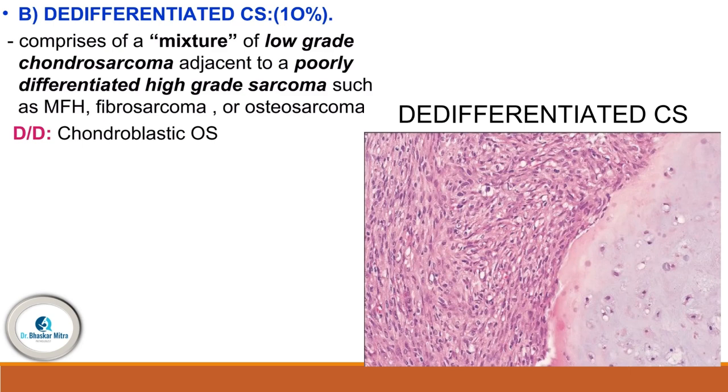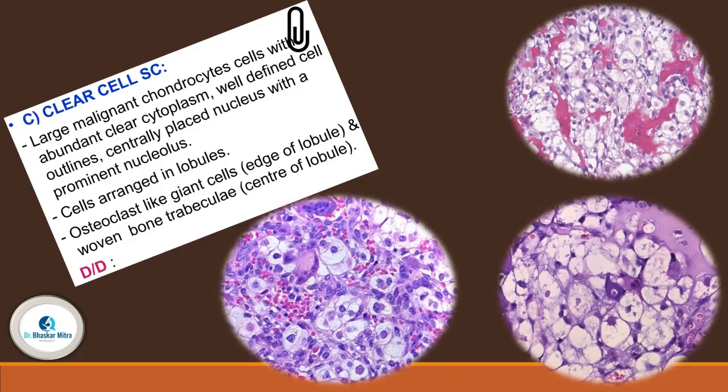Now comes the dedifferentiated. It is a mixture of both low-grade and poorly differentiated high-grade sarcomas. It may be spindle cell sarcoma, fibrosarcoma, osteosarcoma, any type of high-grade tumor with a side-by-side presence of benign, low-grade chondrosarcoma. So this is called dedifferentiated chondrosarcoma, where the chondrosarcoma has changed from one type to another.